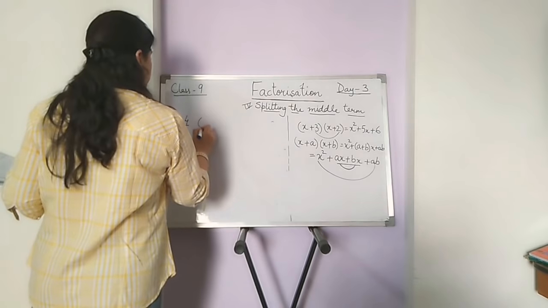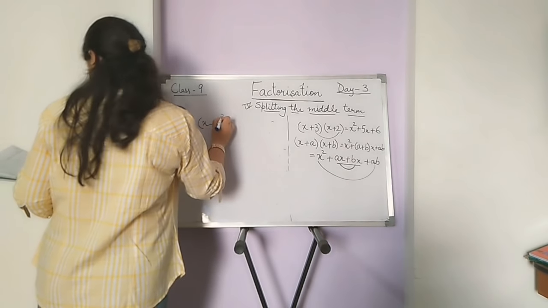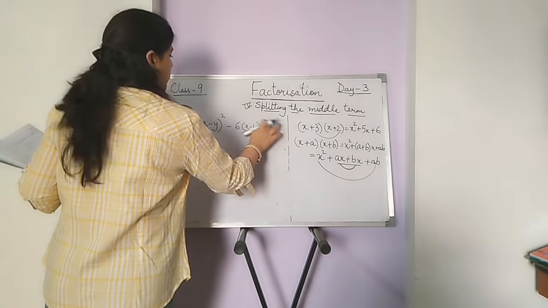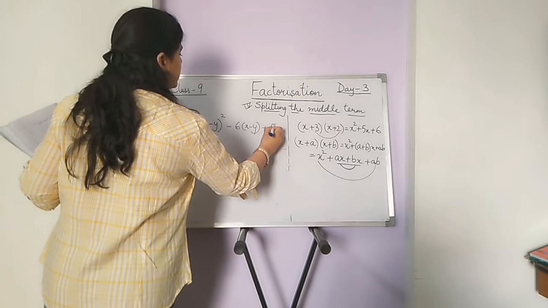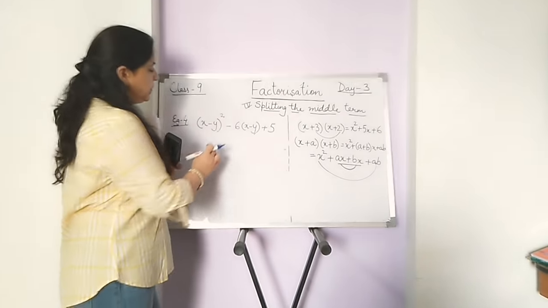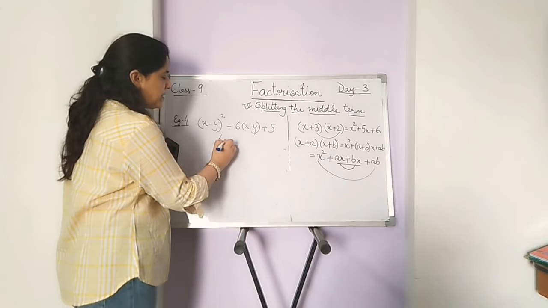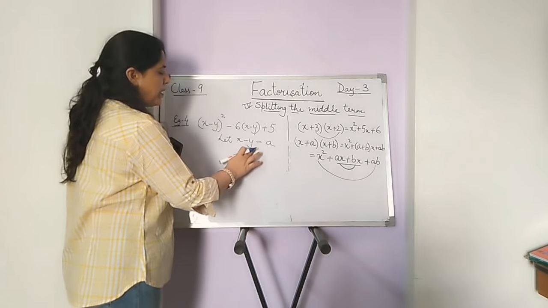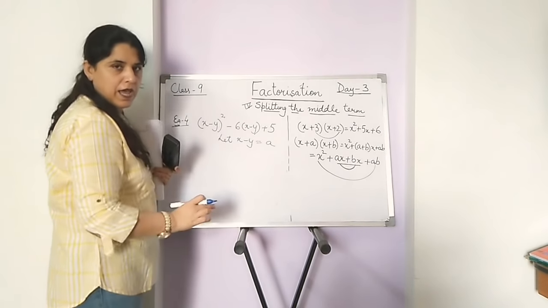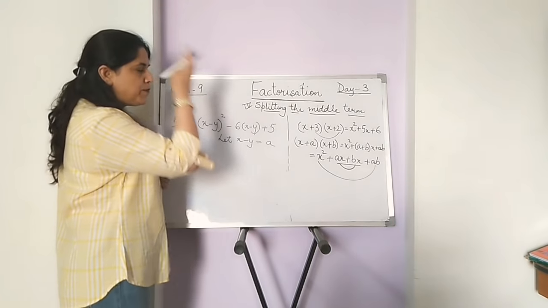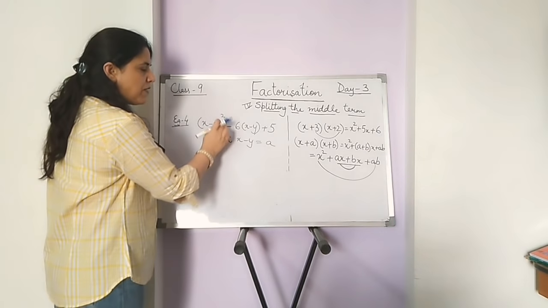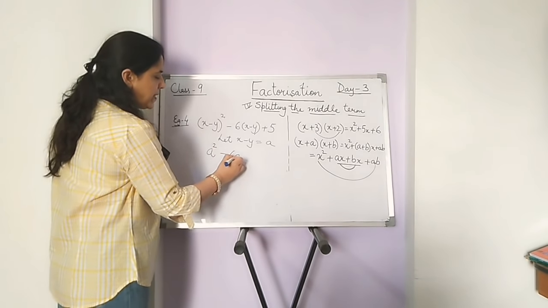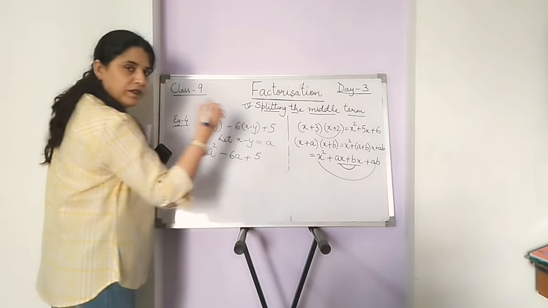We have the expression (x minus y) the whole square minus 6 times (x minus y) plus 5. Now we are asked to factorize this. If you see, don't take x minus y as x, take it as any variable other than x and y. Let that be a. I have taken it as a. Now x minus y is equal to a, and the expression changes to a square minus 6a plus 5.